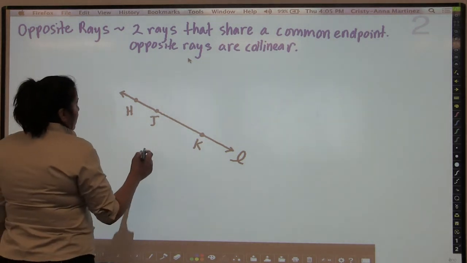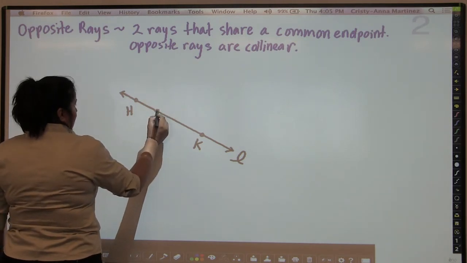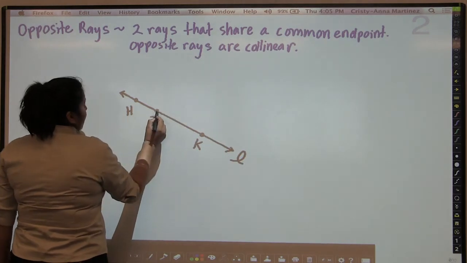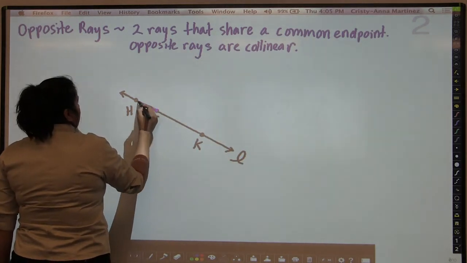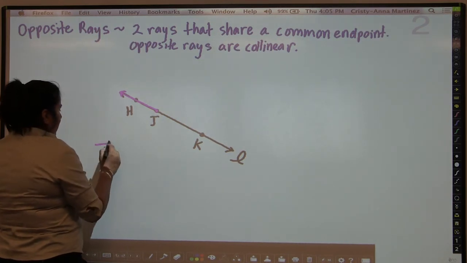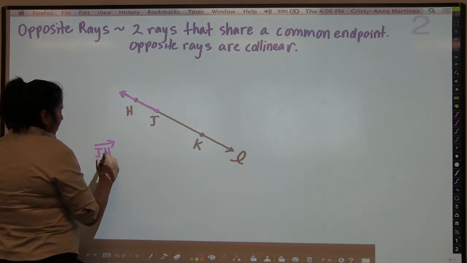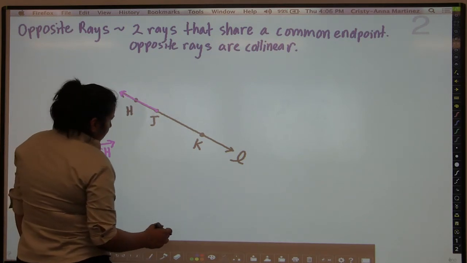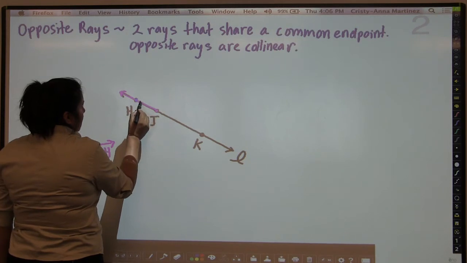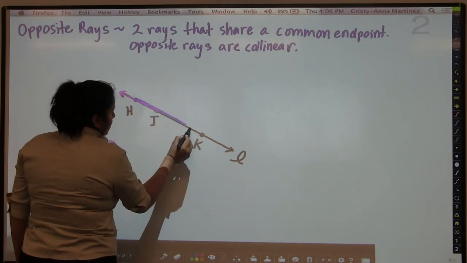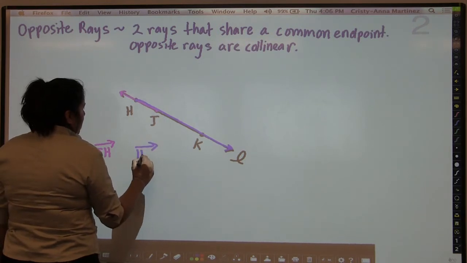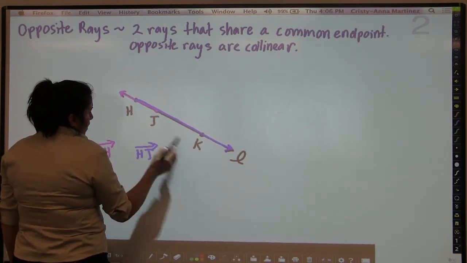For example, we could have a ray starting at J. Let's get a different color so I can see what I'm doing here. Starting at J and going through H, so that would be that one there. That would be ray JH. And then we could talk about another ray, which would start at H and go through K. This would be ray HK.